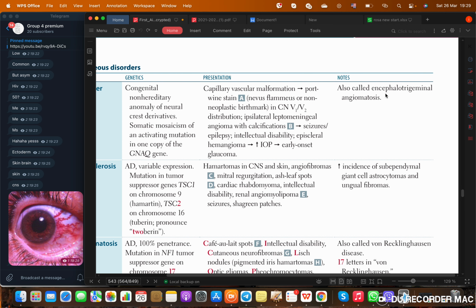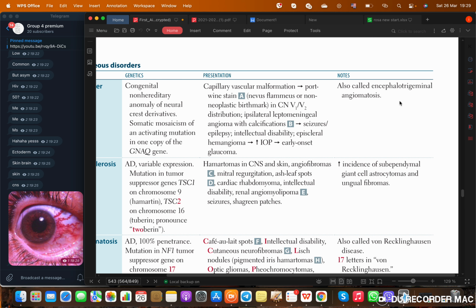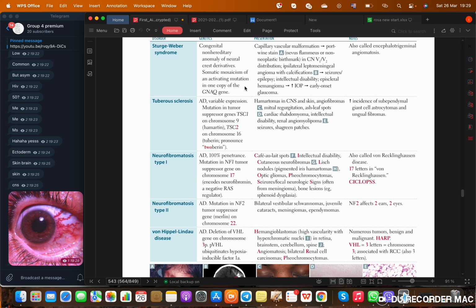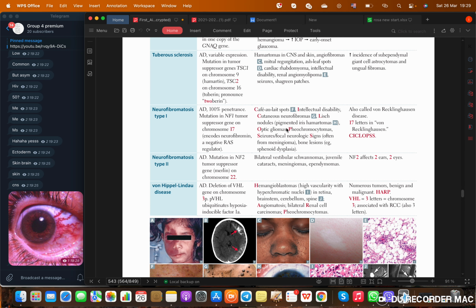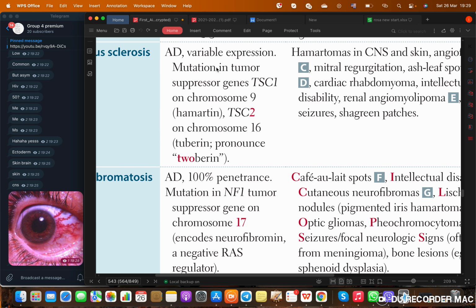Also called encephalotrigeminal angiomatosis, which means that there will be multiple angiomas in the brain and in the trigeminal nerve distribution, which is actually true. So that's Sturge-Weber. Tuberous sclerosis. Oh yeah, they like this one.